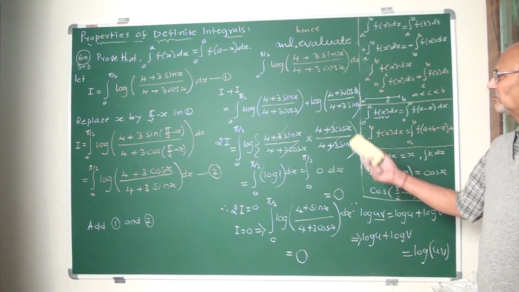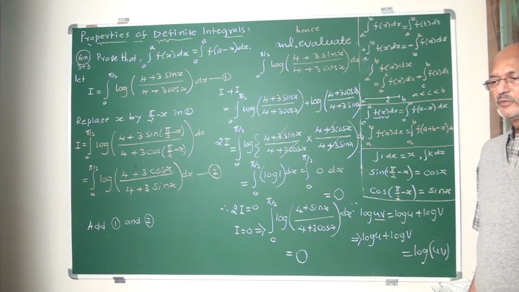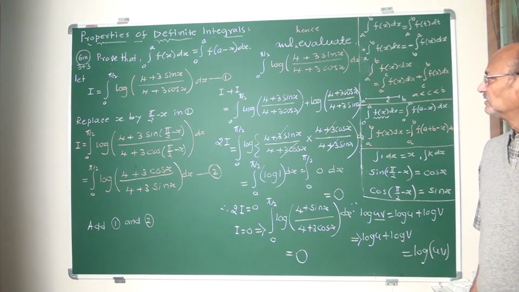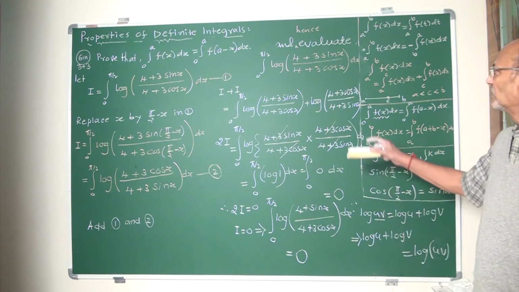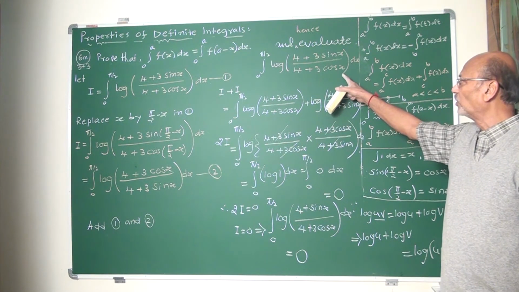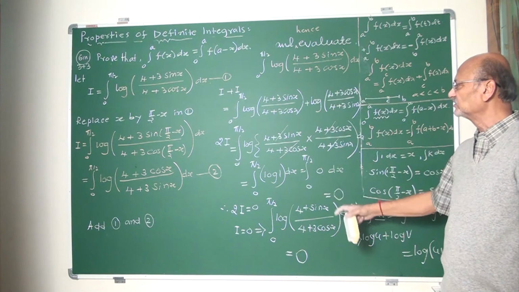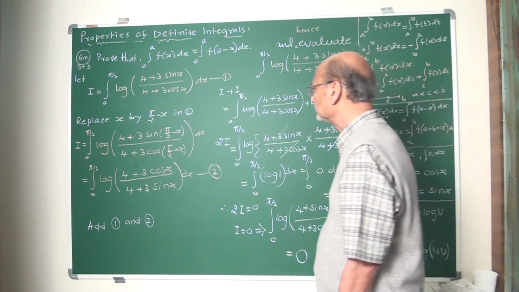All these examples, my friends, are very good examples of competitive exam type, objective type questions, CET, even JEE, anything, my friends. They will ask the value of this equal to dash. The log becomes u by v, v by u, log 1, which means the answer is 0. Yes, my friends. Copy it.